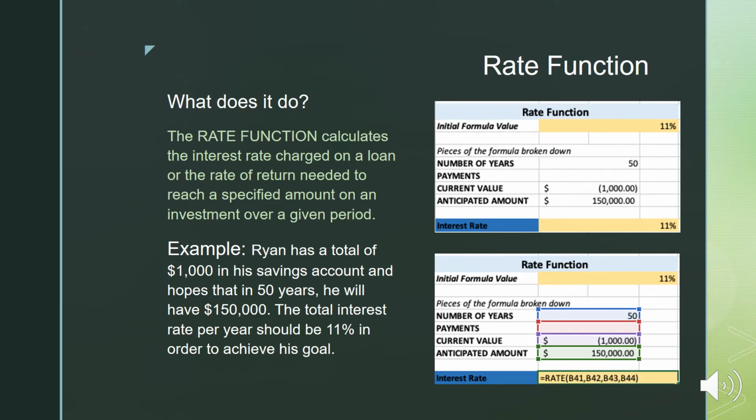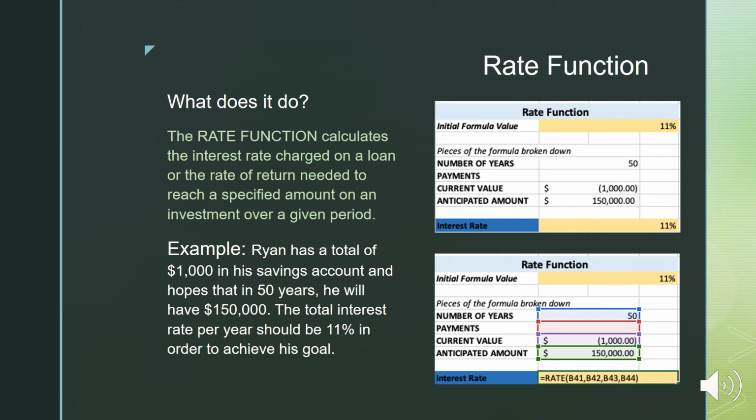Now moving into the rate function. This function is able to calculate the interest rate charged on a loan or the rate of return needed to reach a specified amount on an investment over a given period. An example of this is that Ryan has a total of $1,000 in his savings account and hopes that in 50 years he will have $150,000. The total interest rate per year should be 11% in order to achieve his goals.